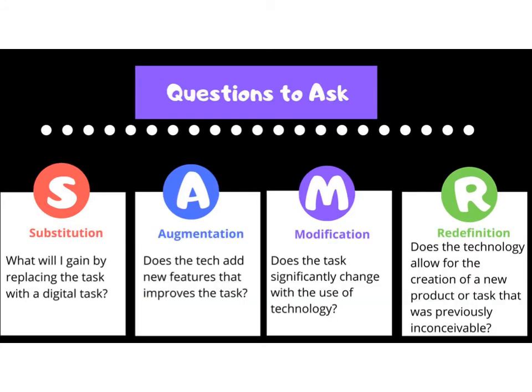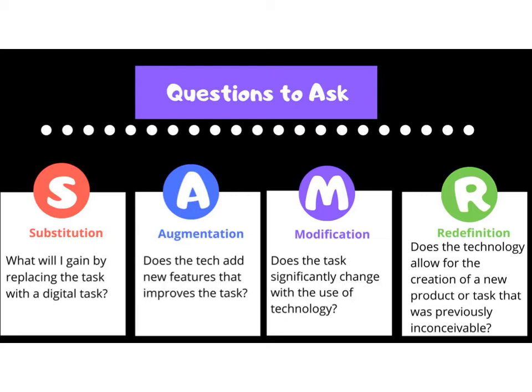So as we start to really reflect on lesson design, we start to think, what will I gain by replacing that task with a digital task? And if I'm substituting, if I'm gaining nothing, then maybe keep doing it on paper the way we've always done it. But we ask ourselves then, if we're augmenting, is there some sort of tech that could be added that might improve this task? If so, let's use it.